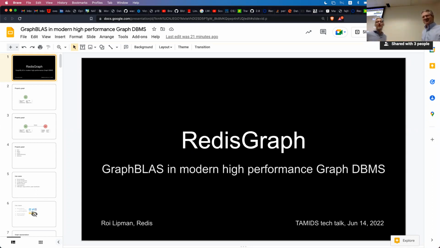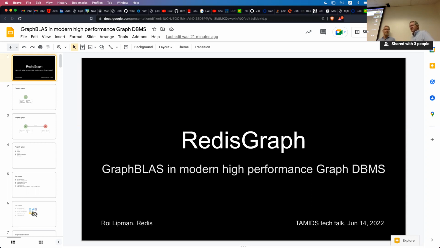This is Roi Lipman. I've had the pleasure of getting to know him over the past several years, and his work, my work on GraphBLAS and his work on RedisGraph. We've linked up over that and done some very fun things together. Roi is the author, the creator of RedisGraph, the graph database management system as part of Redis. Today he's going to talk about RedisGraph and how it works, and what kind of graph algorithms it can support inside. He's based in Tel Aviv, with Redis there.